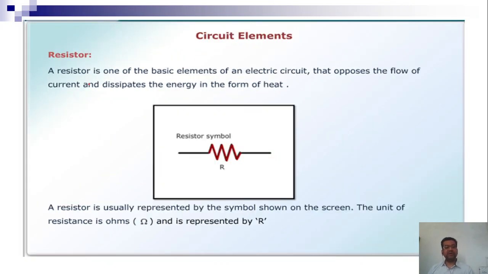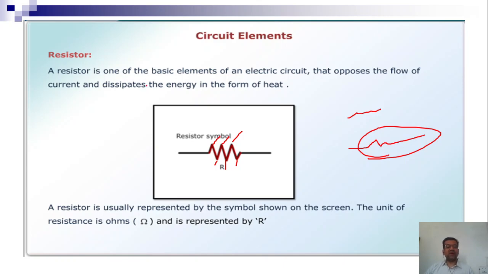Coming to resistance, this is a standard symbol. Students often draw resistances like a plain line, but technically you should draw a resistance with 3 peaks and 3 lows. Then we can call it a resistance symbol, not the other one. That is the proper representation.